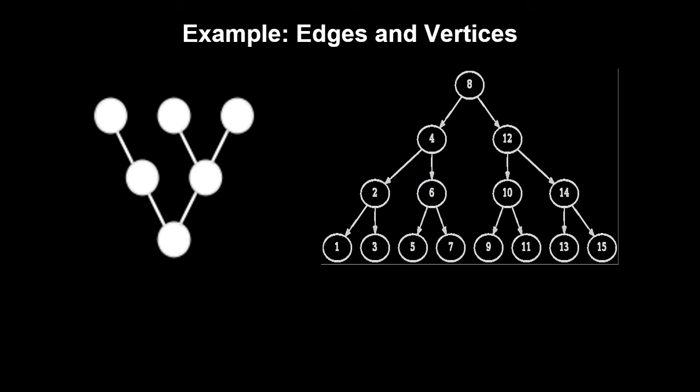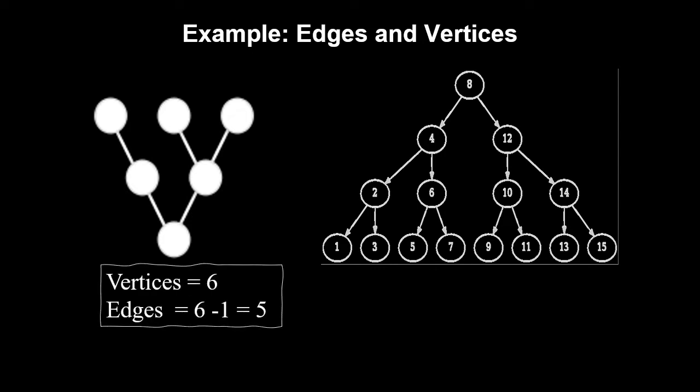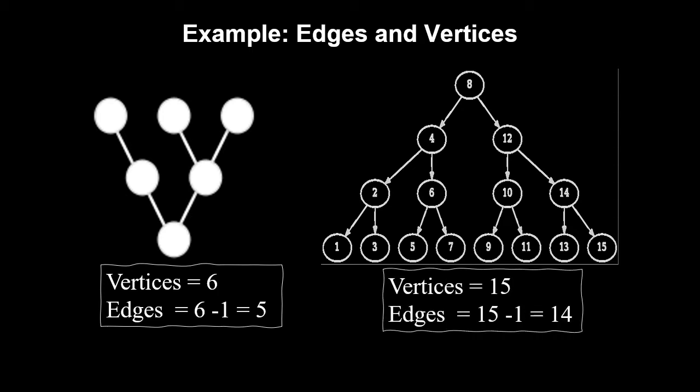We said that every tree with n vertices must have n minus 1 edges. So if I look at the one on the left, it has 6 vertices, therefore it has 5 edges. And the one on the right has 15 vertices, therefore it has 14 edges.